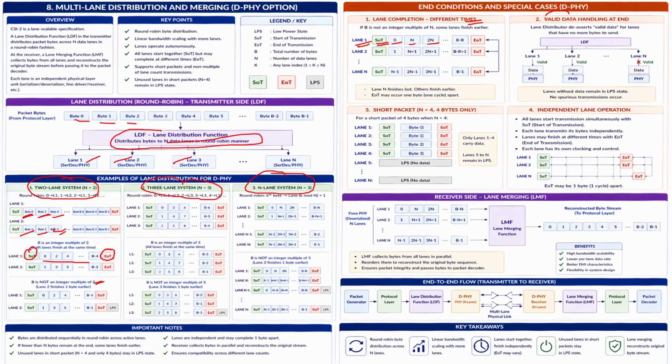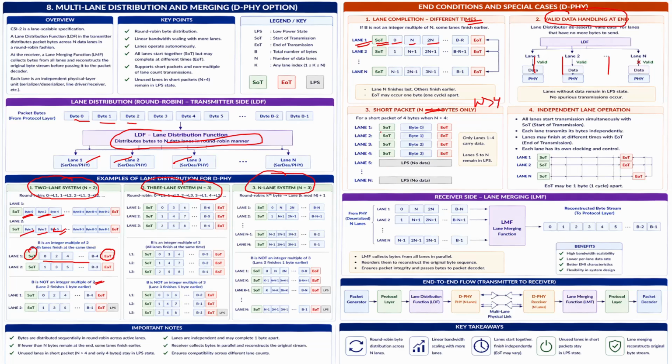And then valid data handling. How is the valid data handled? Lane 1, lane 2, lane 3 and so on, up to lane n, where all the data are transmitted independently. Same thing for the short packet method, where n is greater than 4. That means you are using more than 4 lanes, so 5 lanes are also supported.